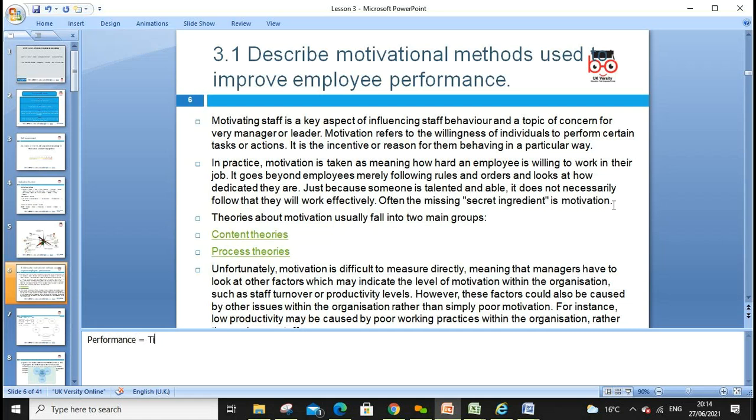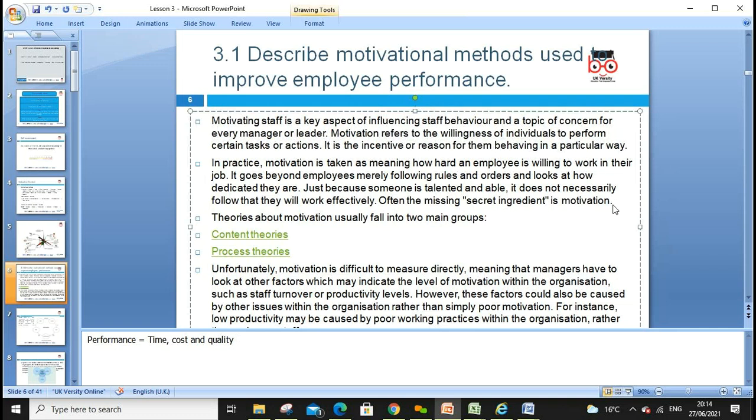So first thing, we have 3.1: describe the motivational method used to improve employee performance. Performance always equals, first thing, what is the performance? Performance always measures the employee's performance in terms of time, cost and quality. Yes, performance is never measured just in terms of cost. Of course, the satisfaction of the staff or the employee that the client deals with is crucial.